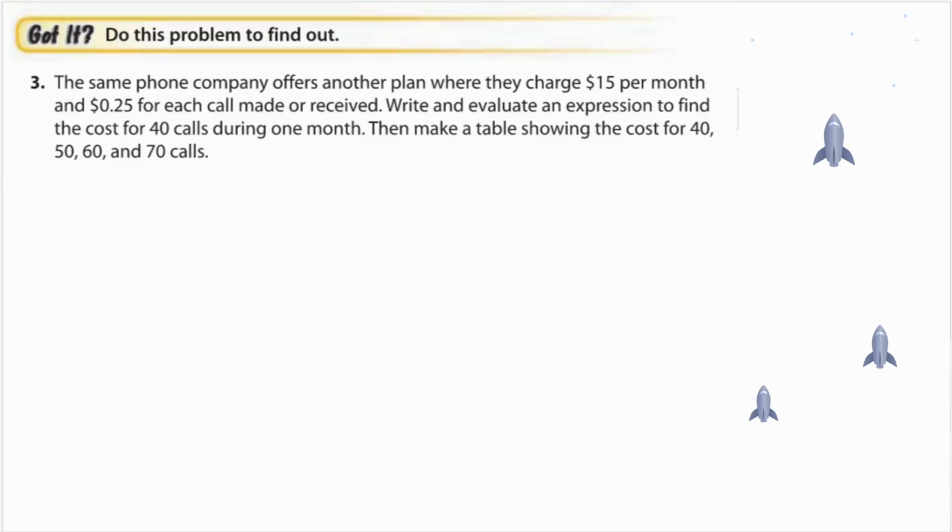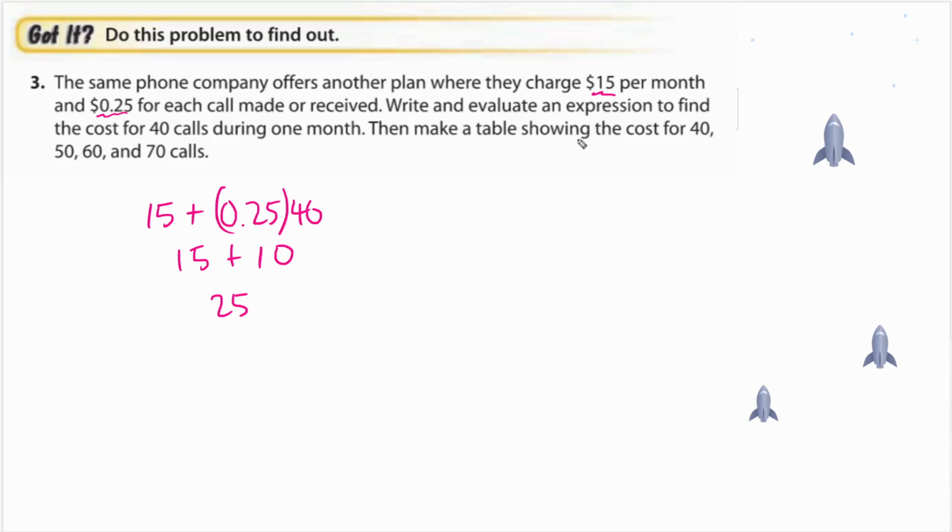So the same phone company offers another plan where they charge $15. So it's a little bit less money per month, but they charge more for each phone call. Write and evaluate an expression to find the cost of 40 calls during 1 month. So still going to be $15. This time we're going to add 0.25 multiplied by 40 calls. So 40 times 0.25, that's 10, plus 15, this is $25.